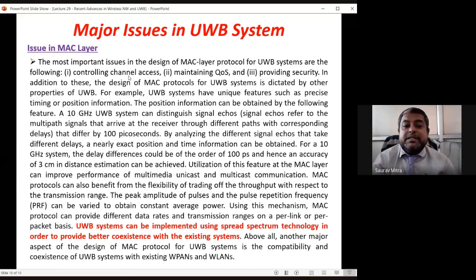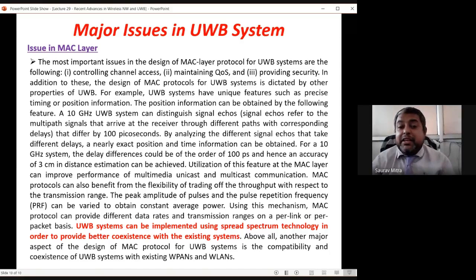The first one is controlling the channel access. Second one is maintaining quality of service. The quality of service in this case is mainly related to time, because in ultra wideband the pulses are very small, 0.5 nanosecond. So a little bit of time mismatch will produce a huge timing error in the case of an ultra wideband channel, if they are used in the MAC layer.